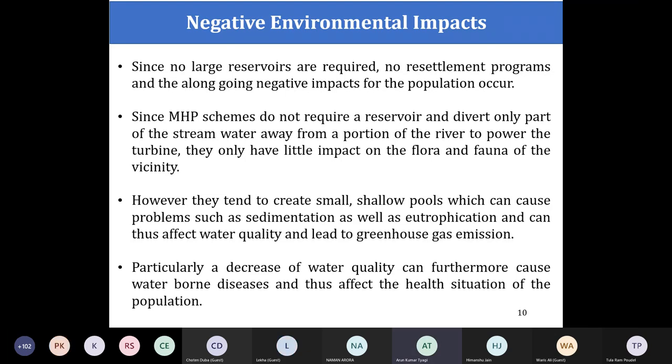So these are the negative environmental impacts, but not in a major portion in comparison to the large hydro, because no resettlement is required, and there is not 100% diversion of water required. You have to leave the minimum environmental flow in the river. So very little impact on flora and fauna in these micro hydro projects. Next.